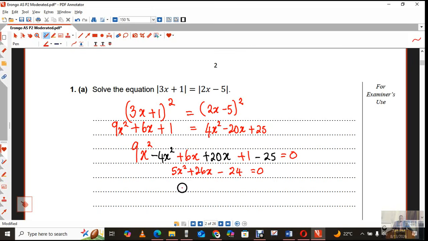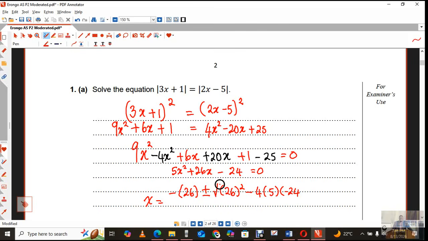For your solutions, you can use the quadratic equation formula. Perhaps I can write that over here. So x is going to be minus the value of b, which in this case is minus 26, so you have a 26 over here, plus or minus the square root of that positive 26 all squared, then minus 4 times the value of a, which is 5, times the value of c, which is negative 24.